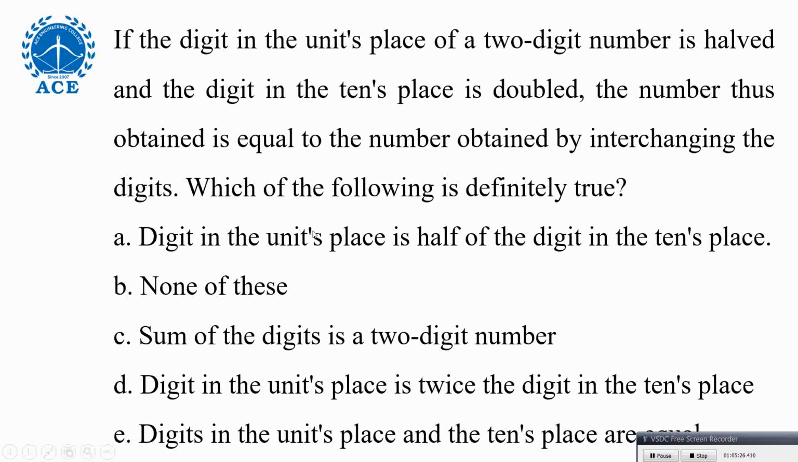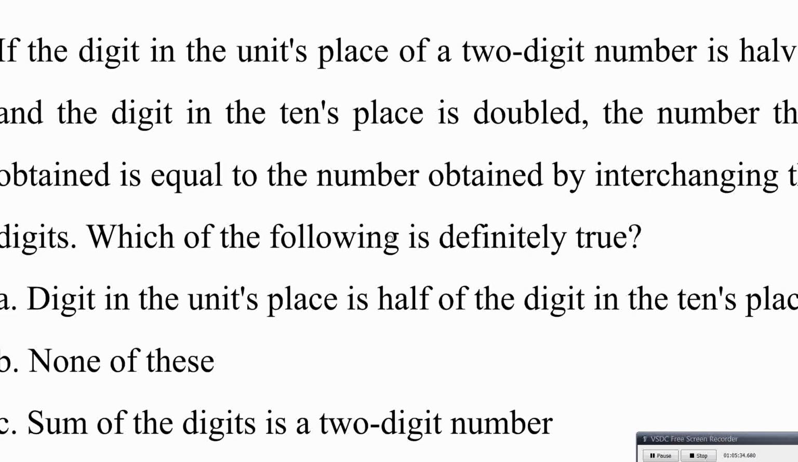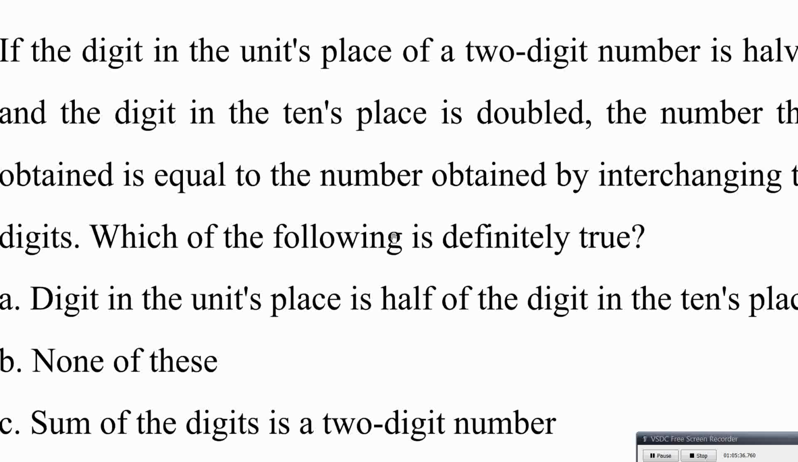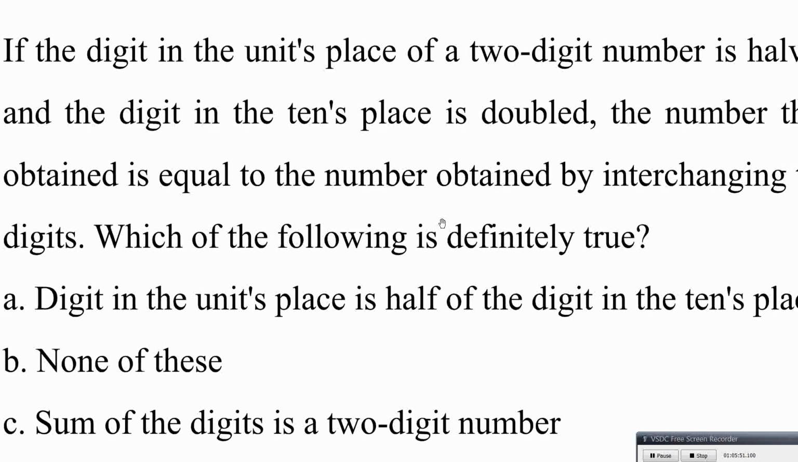Right. And this is also again a good question. Don't see the question is simple. Options are lengthy. Don't worry about it. First see the question. If the digit in the units place of a two-digit number is half and the digit in the tens place is double, the number then obtained is equal to the number obtained by interchanging the digits.